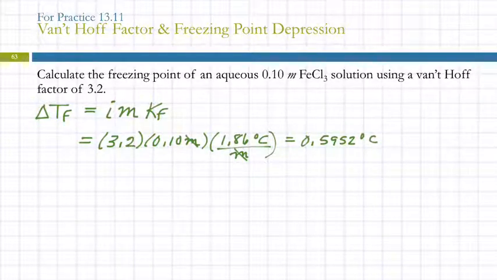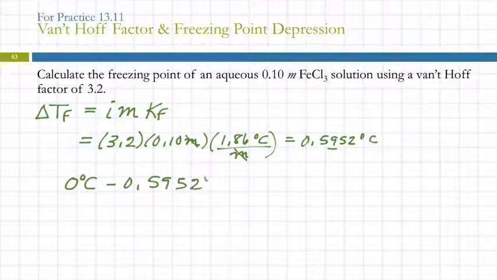Degrees Celsius, 2 sig figs. So what's the freezing point? Negative. Freezing point of pure water is 0, so it's 0 degrees Celsius minus that number. So the freezing point is negative 0.59 degrees Celsius.